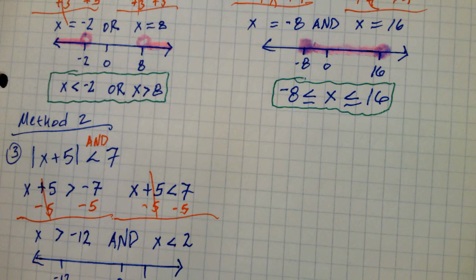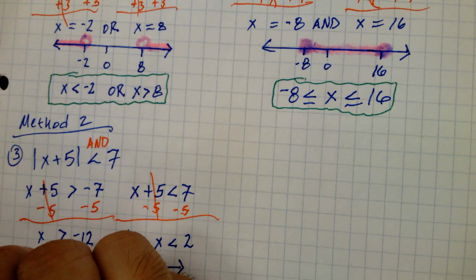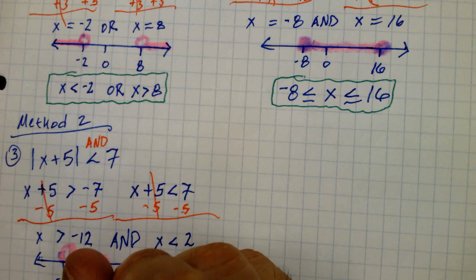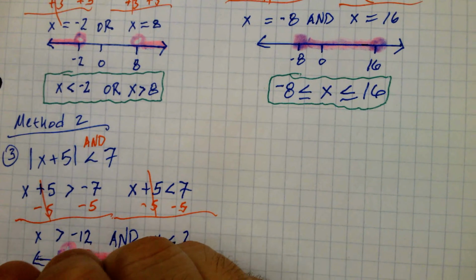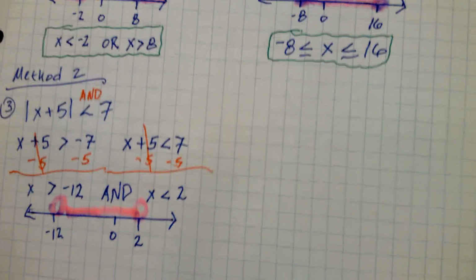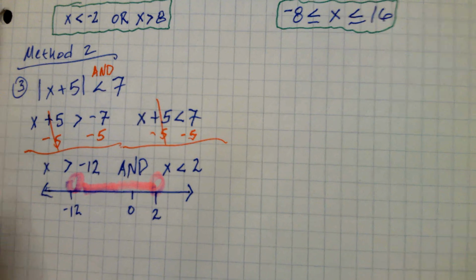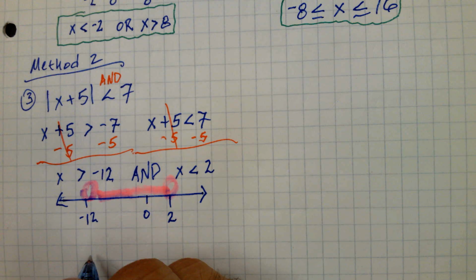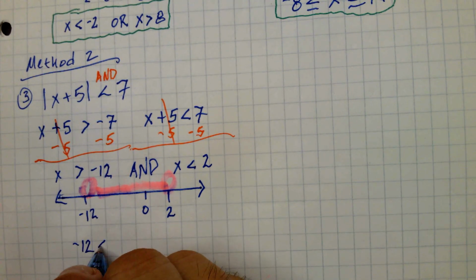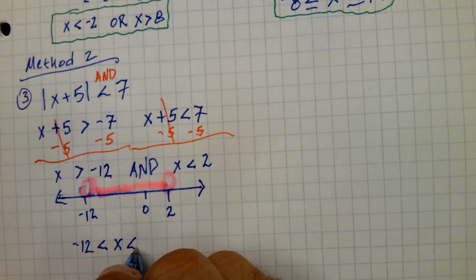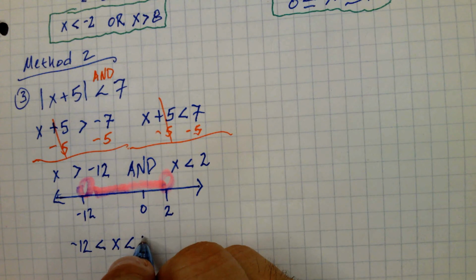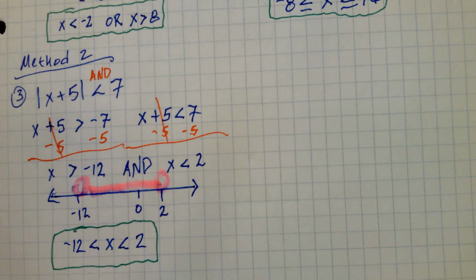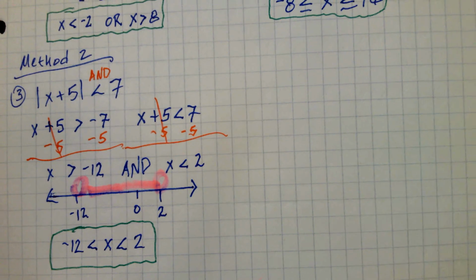Okay, so we're looking for numbers greater than negative 12. So they're going this way. And they also have to be less than 2. That's where and comes into play. So it would be all of these answers. Okay, so here's one solution. Another way to write this is negative 12 less than x less than 2. Okay, so here we are.